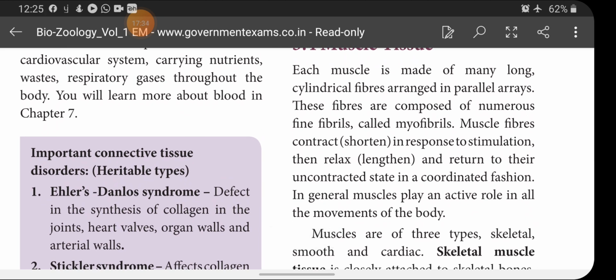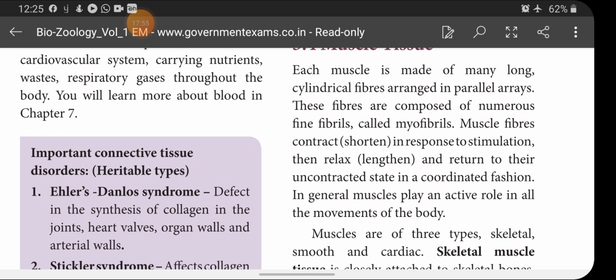Actually, this also we will learn in upcoming chapters, children. We will have a separate chapter on locomotion and movement of animals. In this chapter we will elaborately discuss the muscle structure and function and the mechanism of muscle contraction, everything.